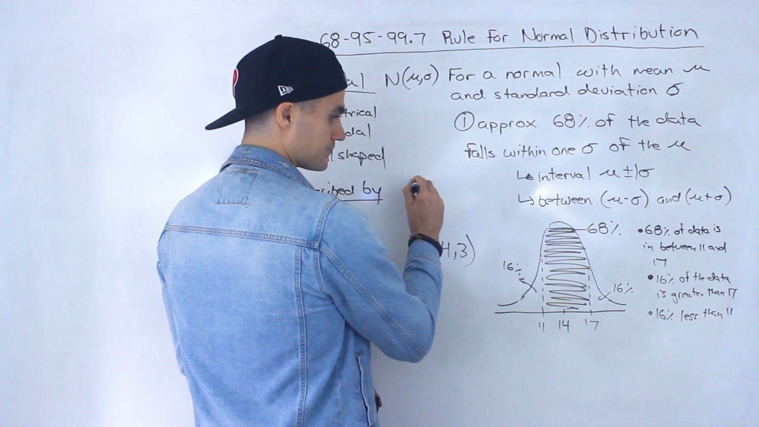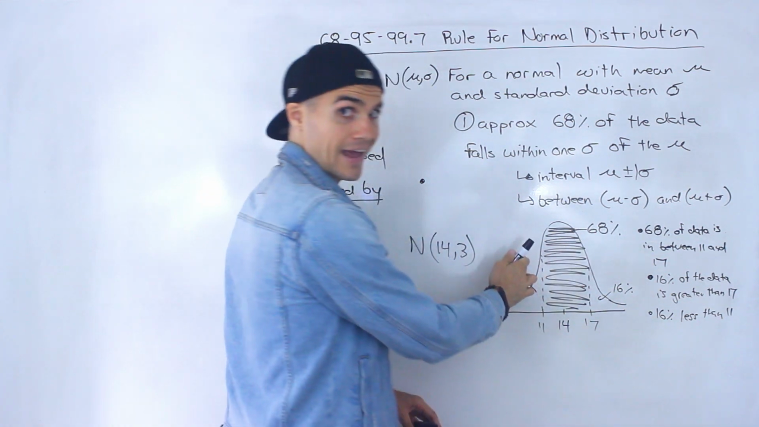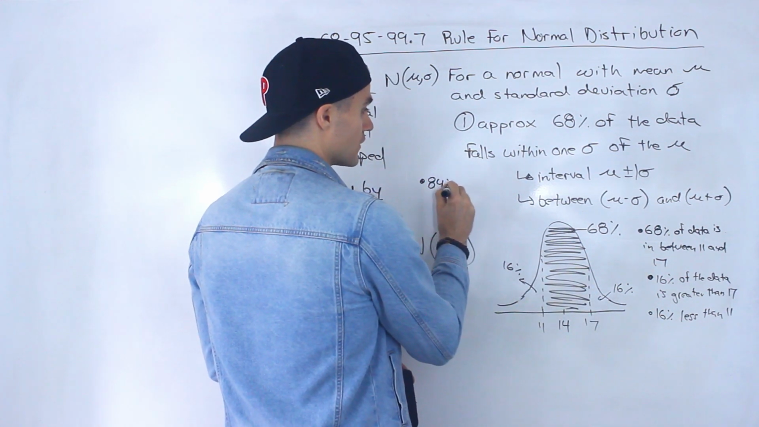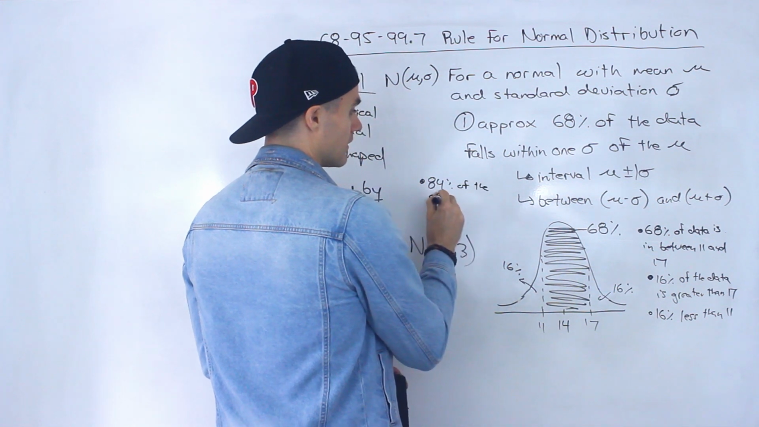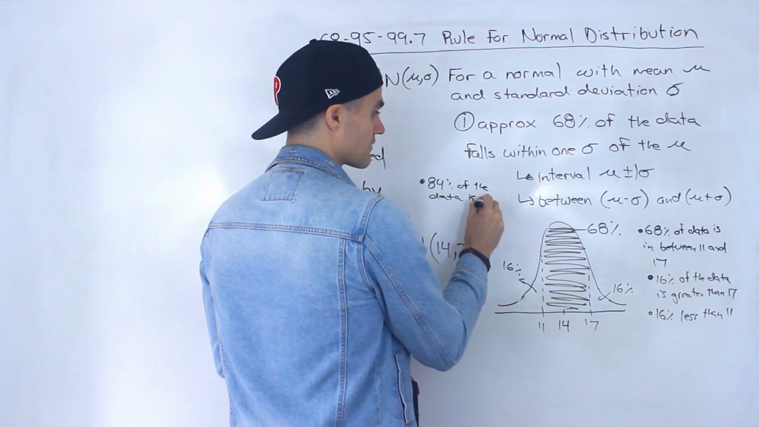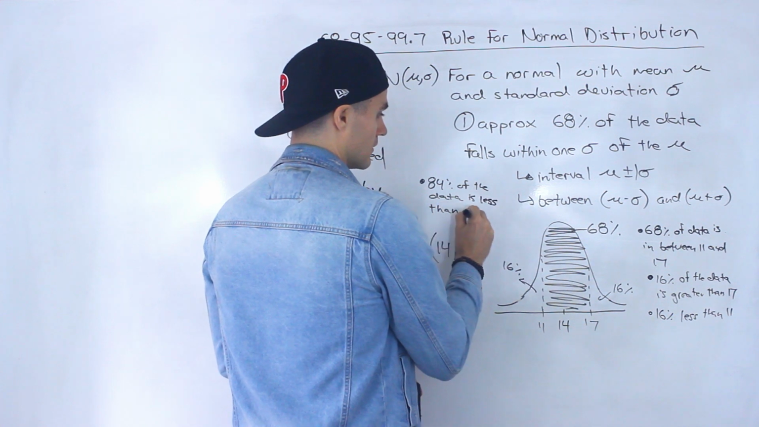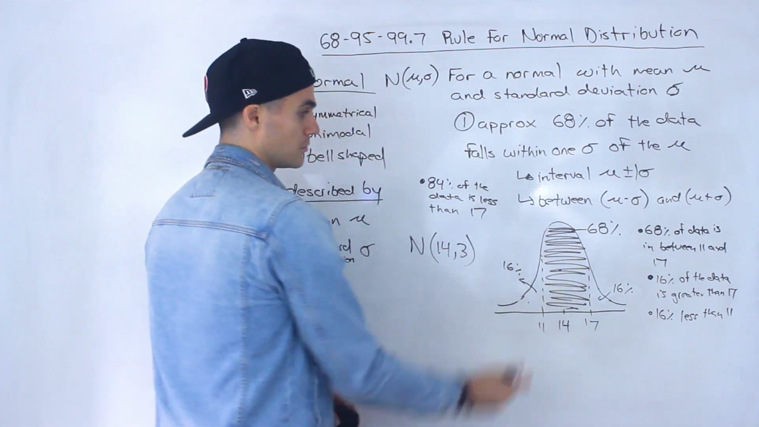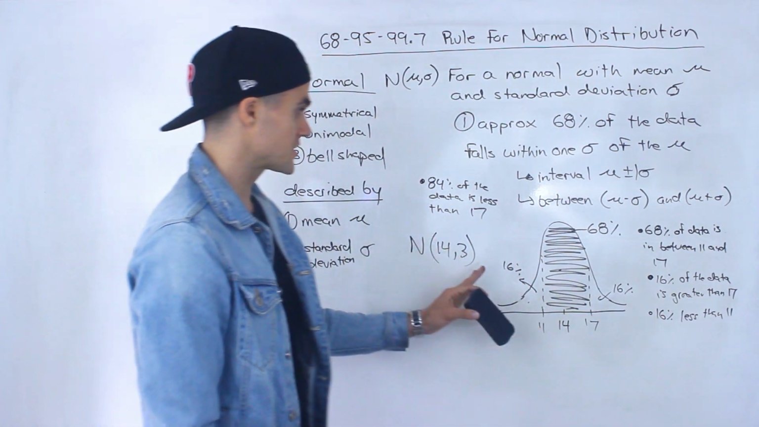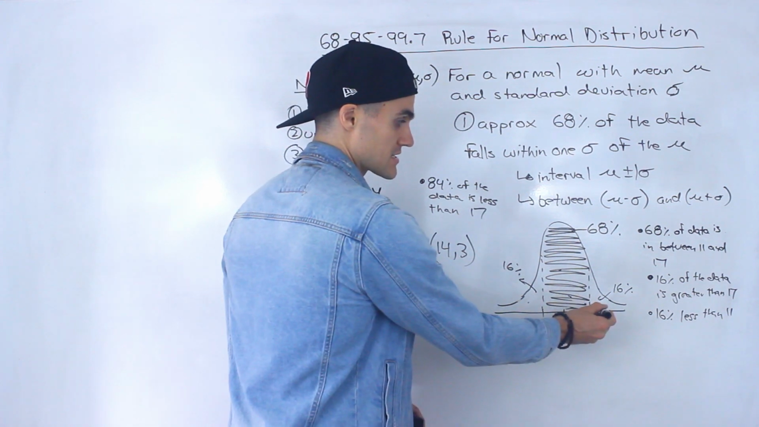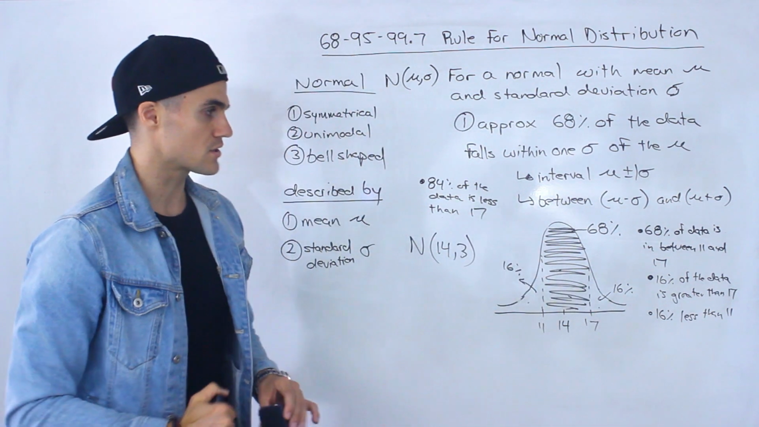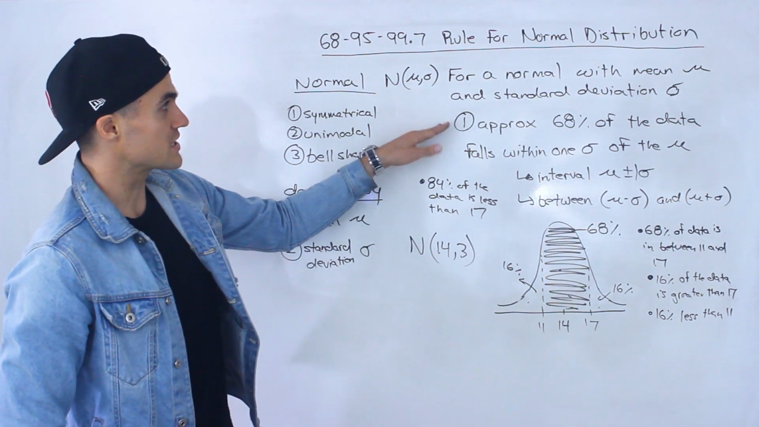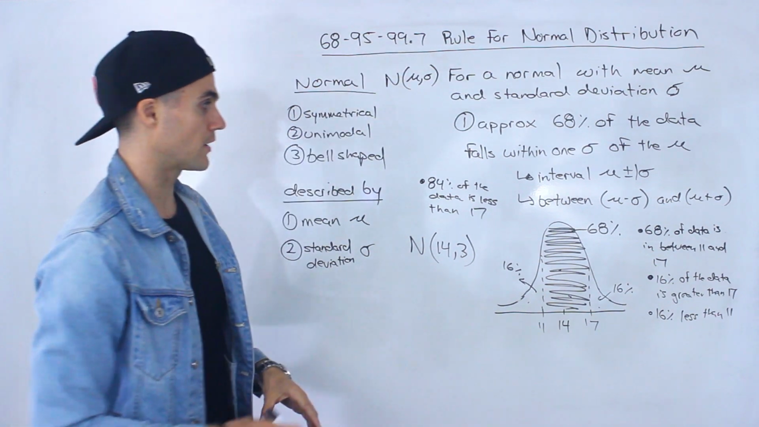So we can say that if I take 68 and I add 16, that would give us 84. So approximately 84% of the data is less than 17. Right? From here all the way to over here. Or 84% of the data is greater than 11, this plus that. So with these different areas, you can start making different kinds of statements. So that is the first case of this empirical rule.